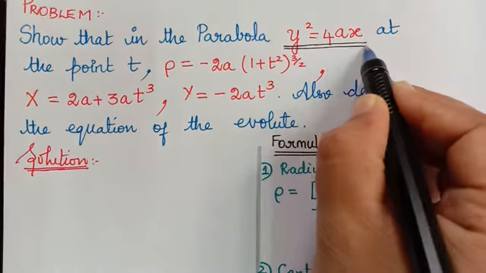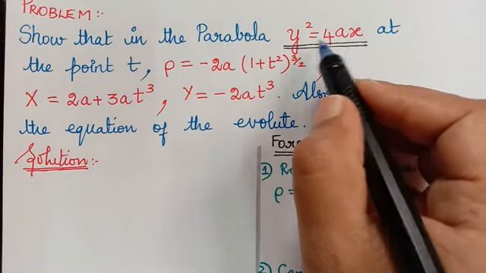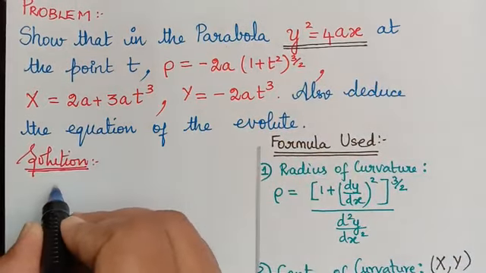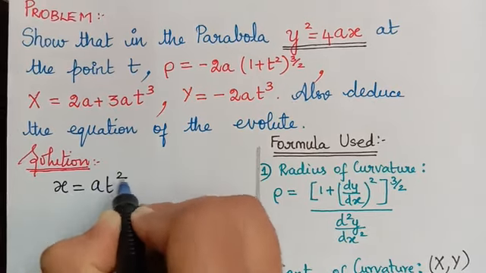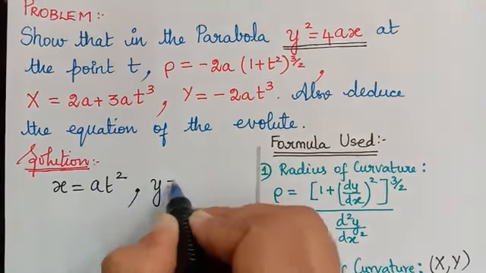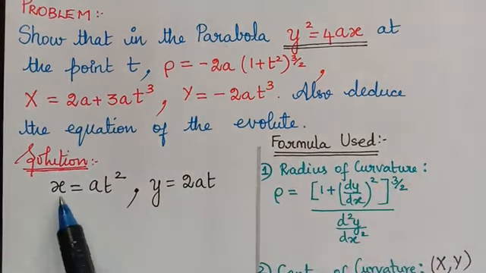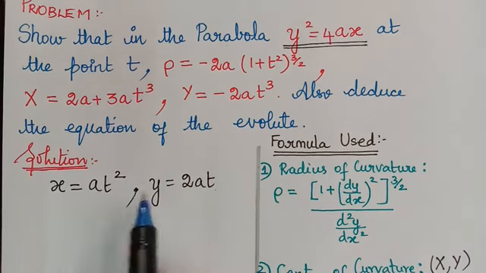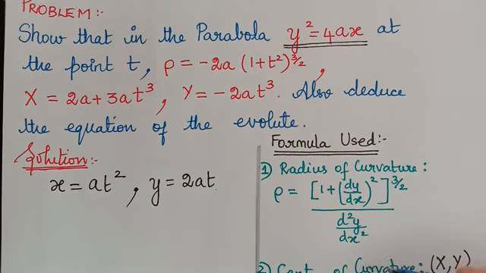We all know this. But we also know that there are parametric equations for parabola. What are they? The parametric equation of a parabola is x is equal to at squared and y is equal to 2at. So at these points we are going to find the radius of curvature and the center of curvature.